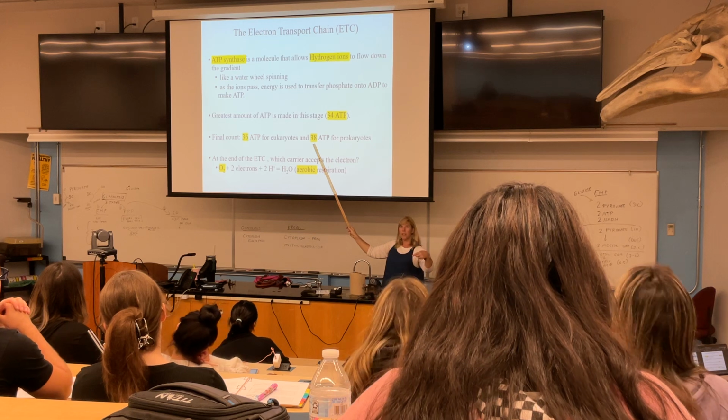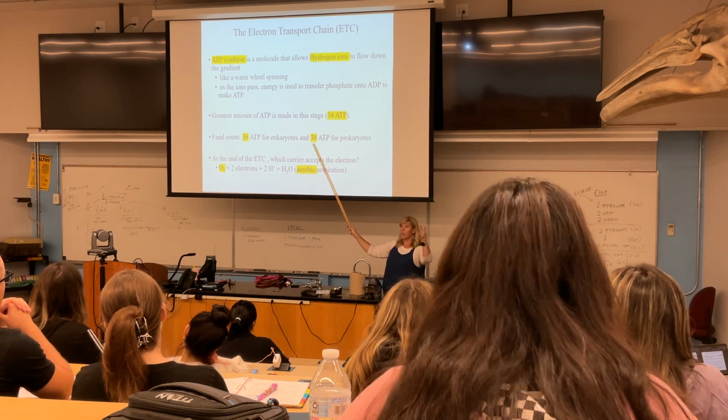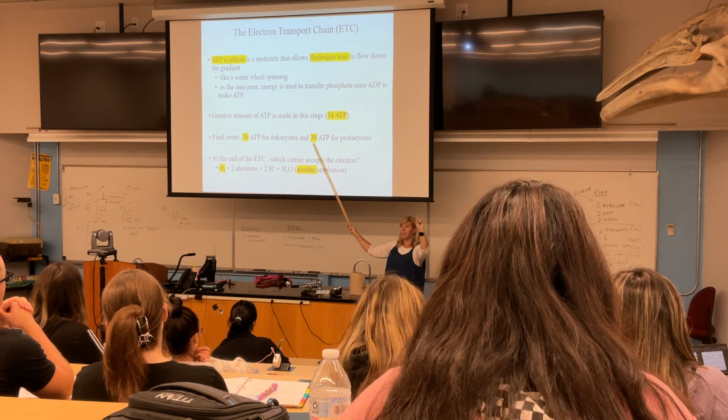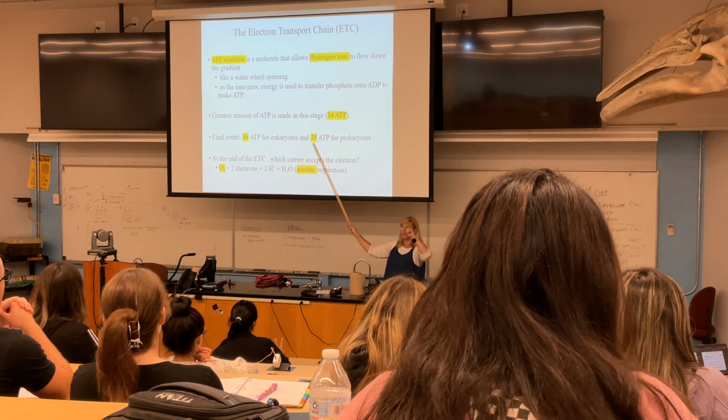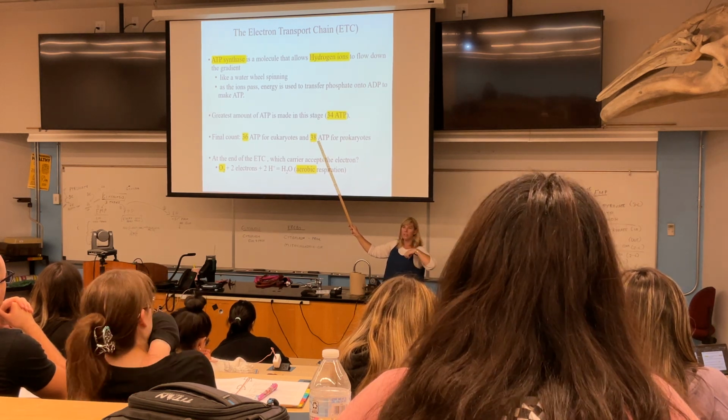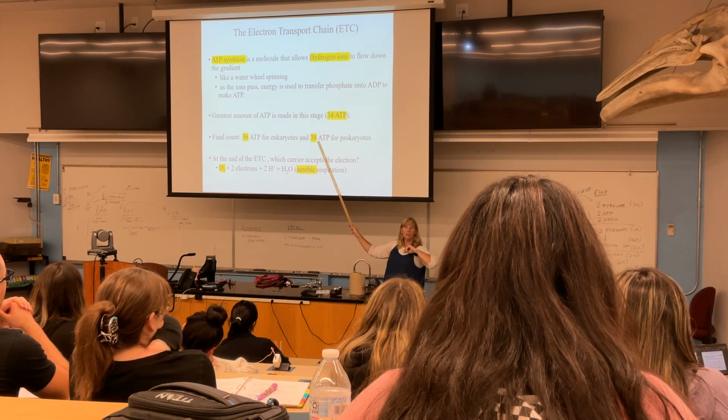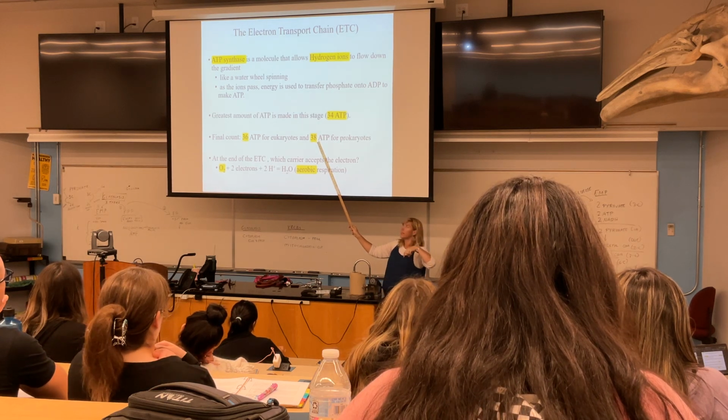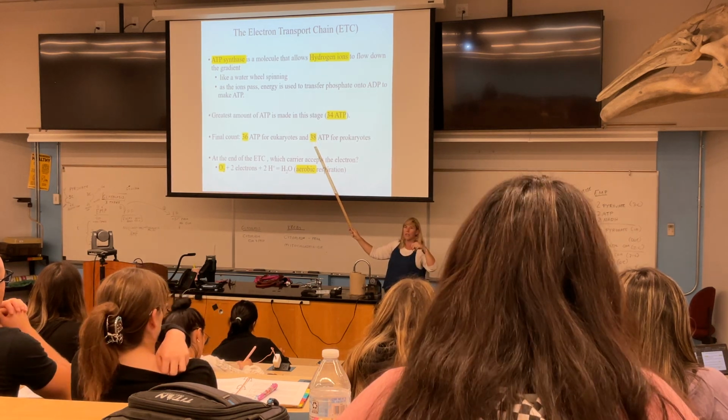So let's first of all figure out how we got 38 ATP. I generated 34 in the electron transport chain, but I had 2 stages before. How many did I get in glycolysis? 2. So 34 plus 2 gets me to 36. How many did I get in Krebs? 2. So that gets me to 38. That's where the prokaryotes are getting their 38 total.